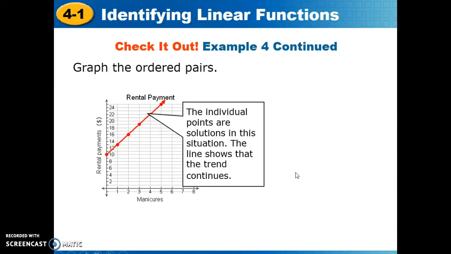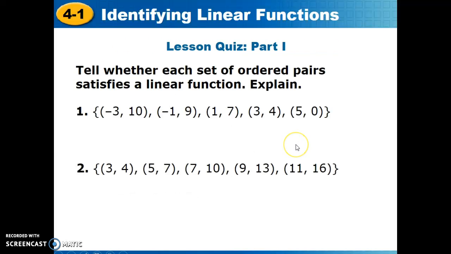The individual points are solutions in this situation. The line shows that the trend continues. So we're talking about a discrete graph, actually. Only the dots make sense. The points in between the dots do not.